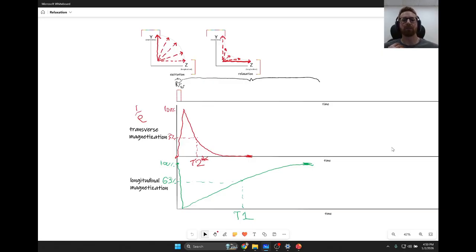So when we rotate M into the transverse plane, we deposit energy into it. We put it into a higher energy state, such that when we turn off the radio frequency coil, the net magnetization vector, M, wants to go back to its original lower energy state, parallel to B0 in the longitudinal plane.